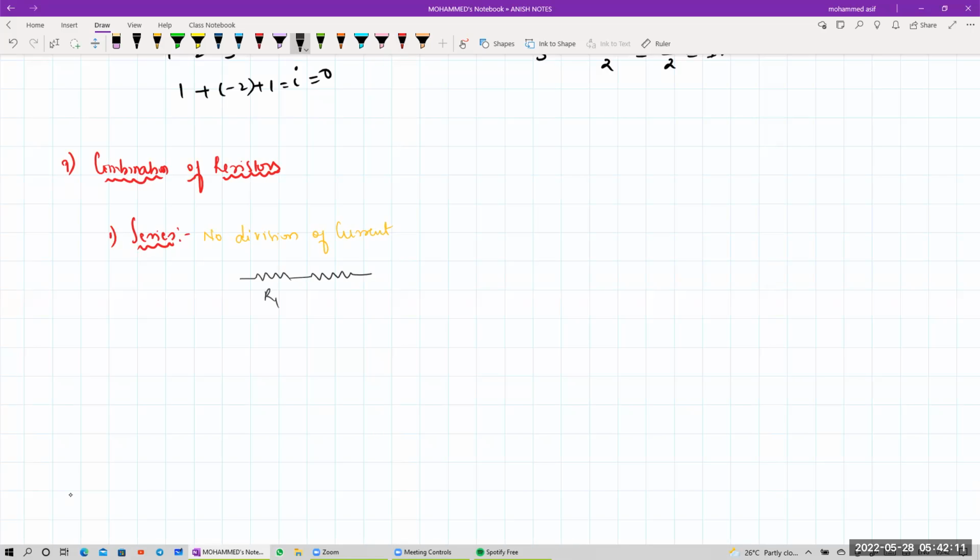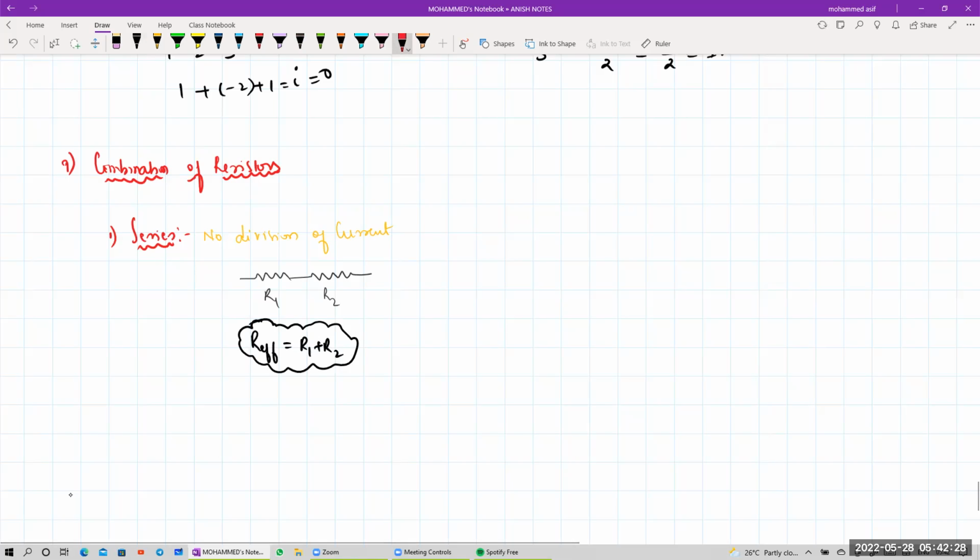Something like this. This is your R1, this is your R2. So what will R effective be? R effective will be equal to R1 plus R2. R1 plus R2. You remember, right? Yes, sir. Sure. Next one.